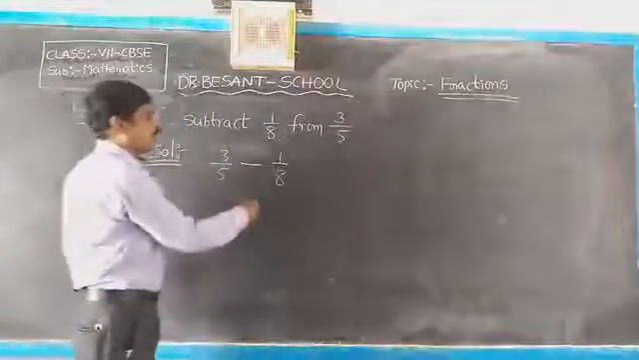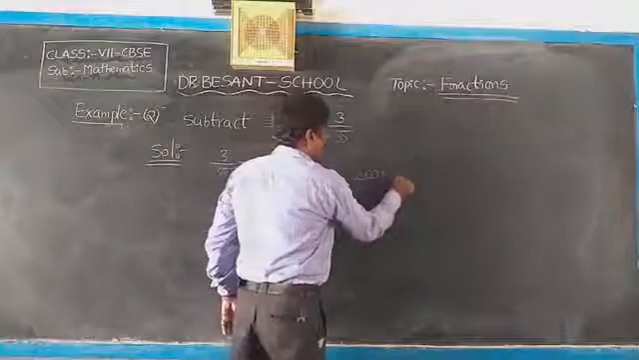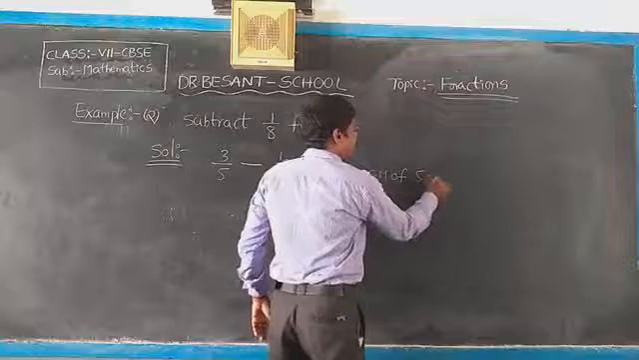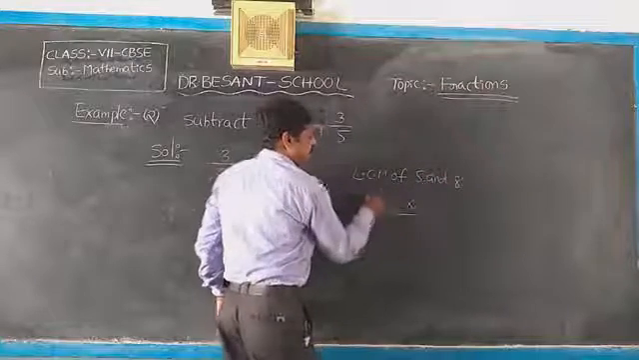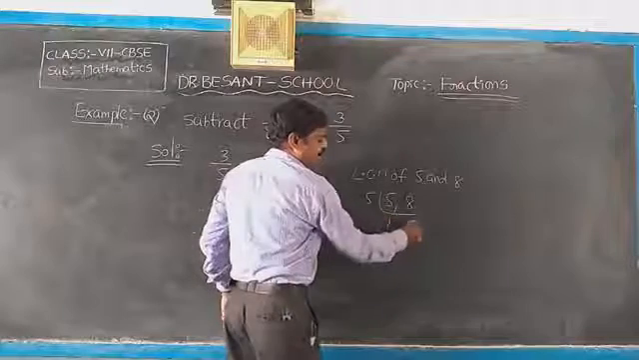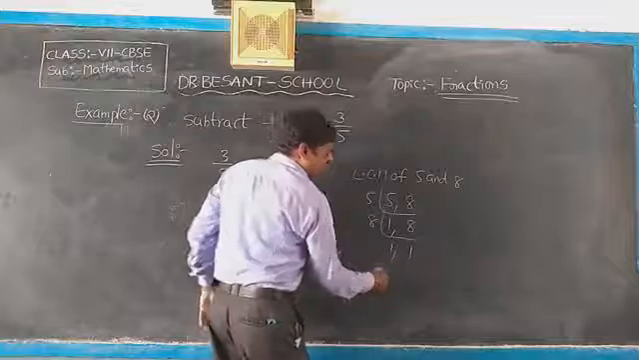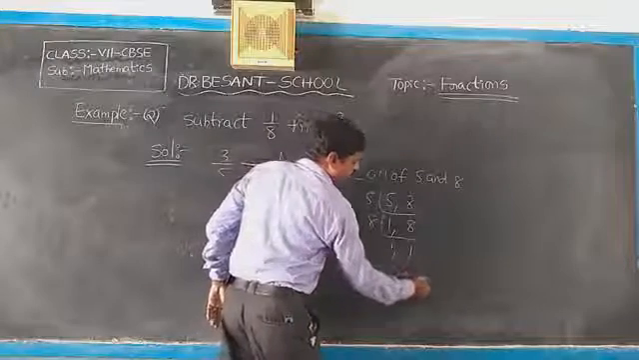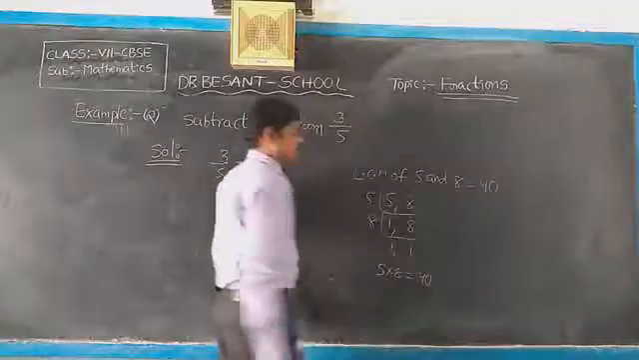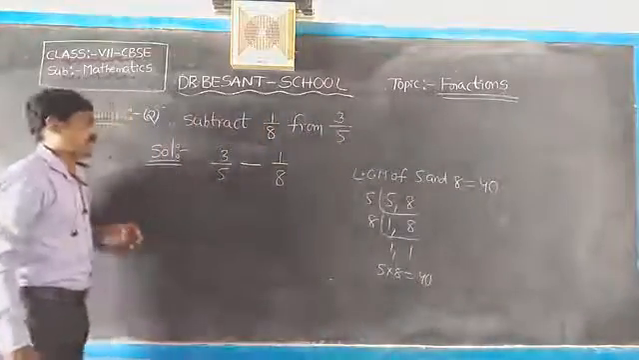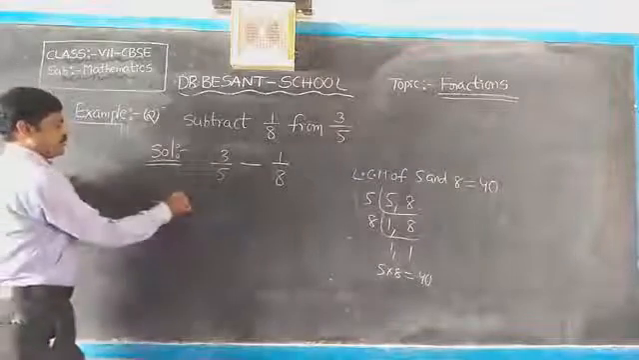Now what is the LCM? LCM of 5 and 8. That means, see, 5 ones are 5, 8 ones are 8. So that is equal to 5 into 8, 40. So the LCM is equal to 40.